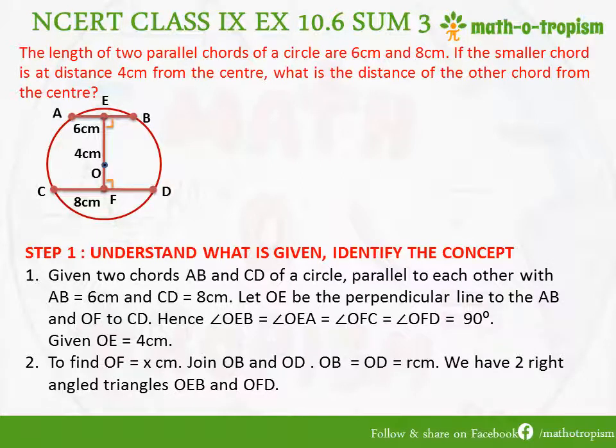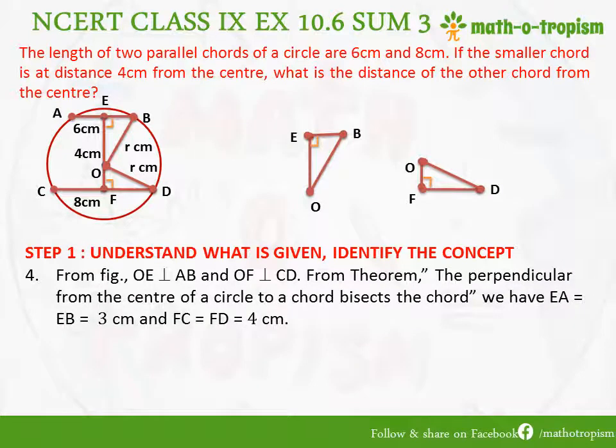Let us keep it as x centimeter. Since there is a right angle coming into the picture, we will join OB and OD, which are radii of the circle, and we can see that we now have two right-angled triangles, OEB and OFD. From the figure we can see that OE is perpendicular to AB and OF is perpendicular to CD. When we take the triangles OEB and OFD, we need EB and FD, and we know that the perpendicular from the center of a circle to a chord bisects the chord.